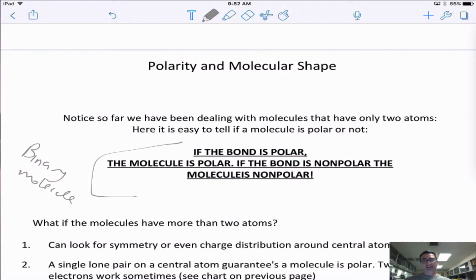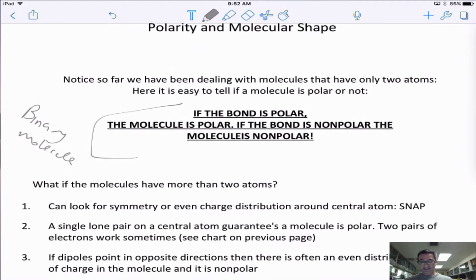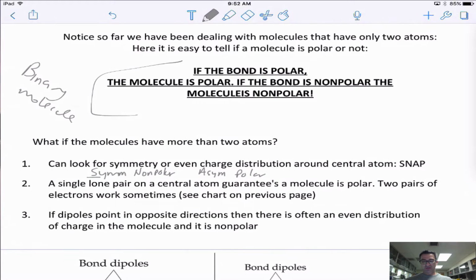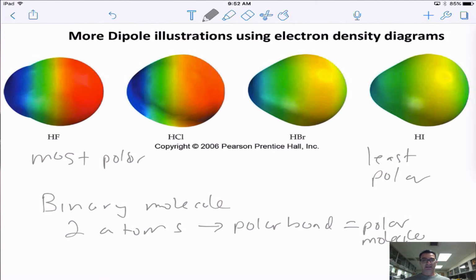The way that I look at this is the symmetry of the charge. I look to see if it's symmetrical. If it's symmetrical in charge distribution, the molecule is nonpolar, whereas if it is an asymmetrical charge distribution, it is polar. Now what do I mean by charge distribution? I mean exactly what I was showing up here on this slide.